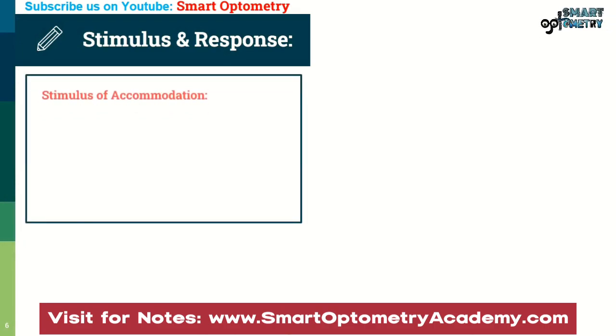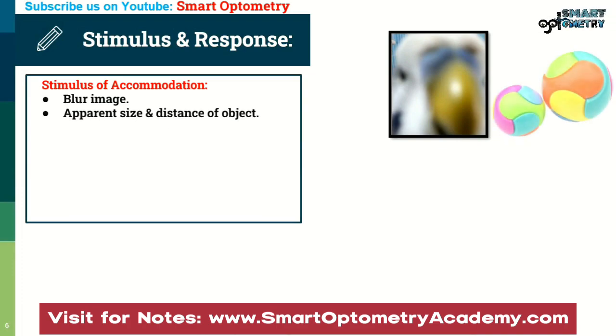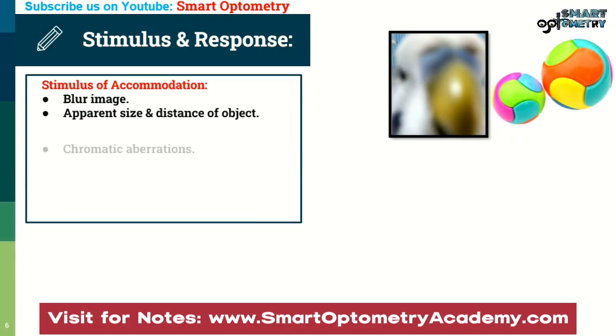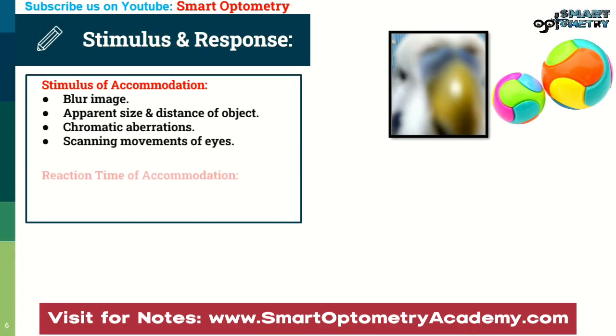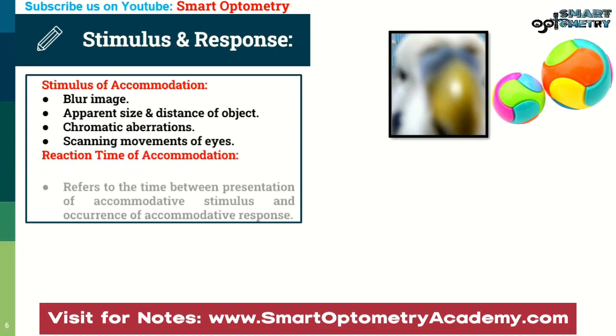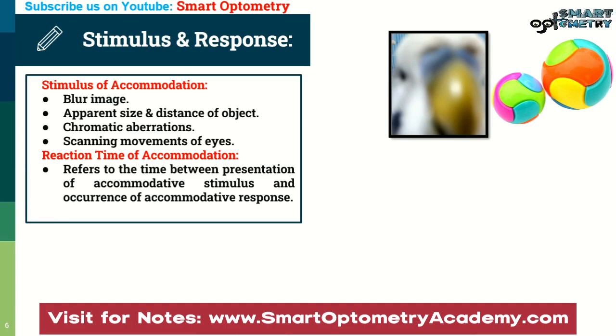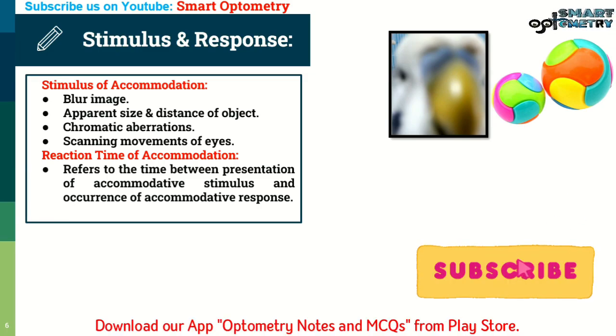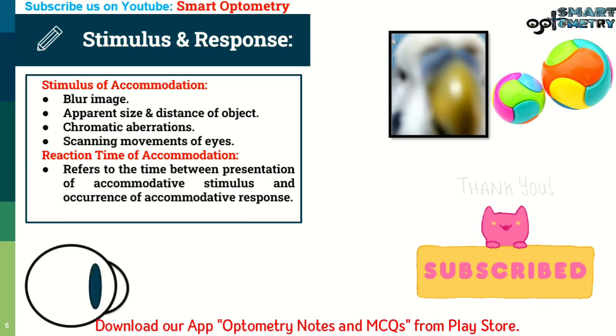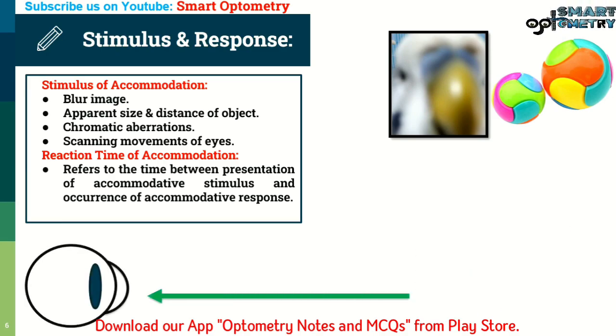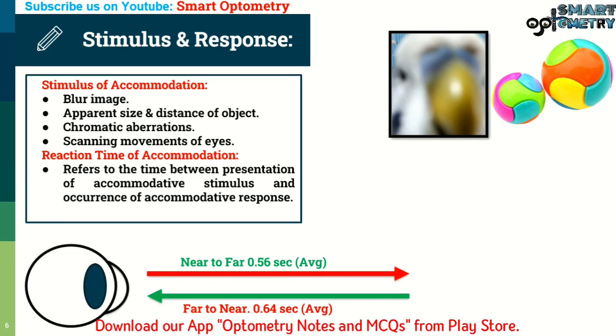Stimulus and response of accommodation. Stimulus of accommodation: blur image, apparent size and distance of object, chromatic aberrations, scanning movements of eyes. Reaction time of accommodation. It refers to the time between the presentation of the accommodative stimulus and occurrence of the accommodative response. Reaction time of accommodation from far to near is 0.64 seconds, and from near to far 0.56 seconds.